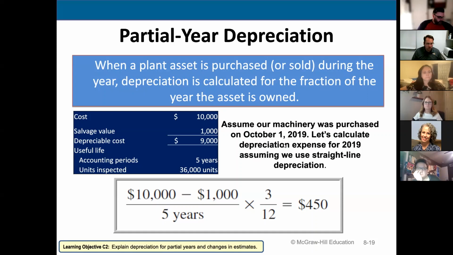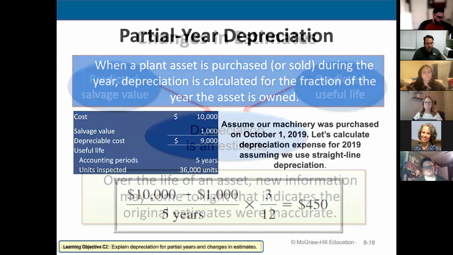We'll see if this book gets more specific, but here's the example they give us. It was purchased on October 1st. So we would still calculate out what our straight line amount would be for that first year, but then we would multiply that by 3/12, because if you bought it October 1st, you have October, November, December, 3 months during that first year that you're depreciating for. So if you buy an asset in the middle of the year, then you're only going to do a partial depreciation, the number of months you've owned it.